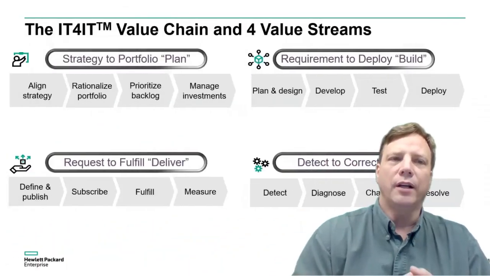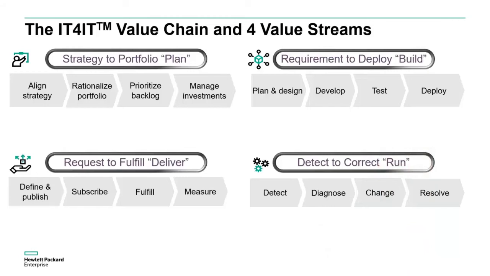So starting out here, these are the four value streams that comprise IT4IT. And of course, there's strategy to portfolio, which is planning, requirements to deploy, which is build, the disruptor, which is request to fulfill, and that equates to deliver, and then detect to correct, which is run. And detect to correct is most correlated to the operational aspects of an IT organization.